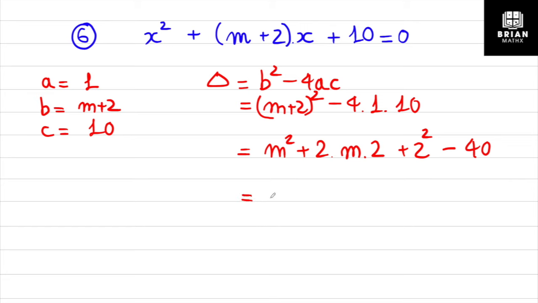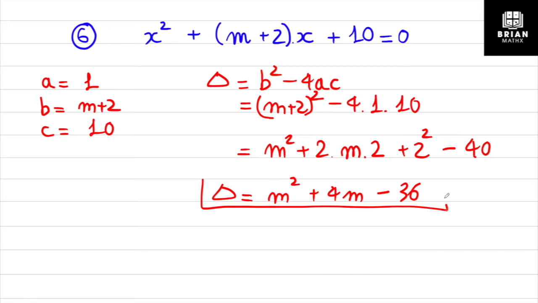Yeah, so M squared plus 4M and negative 36. And it is the final answer for the value of the discriminant expression: M squared plus 4M minus 36.